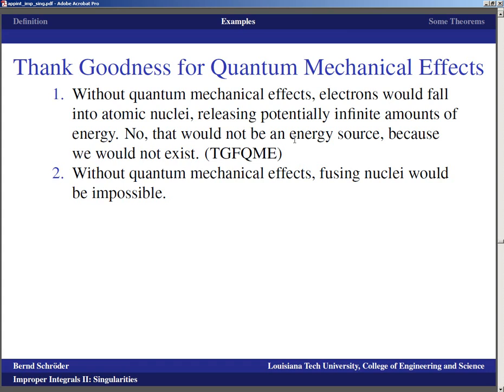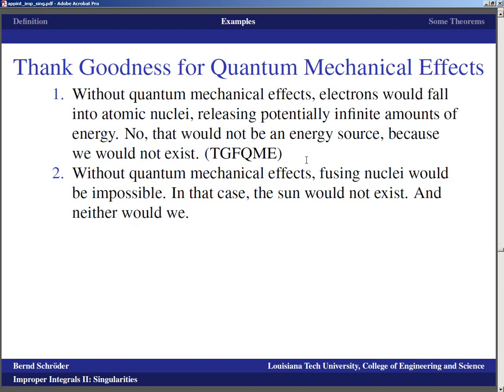Without quantum mechanical effects, fusing nuclei also would be impossible, because it would take infinite energies, or near infinite energies, to get nuclei close enough together to fuse. They just wouldn't fuse because they would repel each other. In that case, the sun would not exist, because the sun derives its energy from nuclear fusion, and that would mean that we wouldn't be here. So again, thank goodness for quantum mechanical effects. Even though quantum mechanics is very, very difficult, it is a field that basically gives us models about how this universe and how physics works.